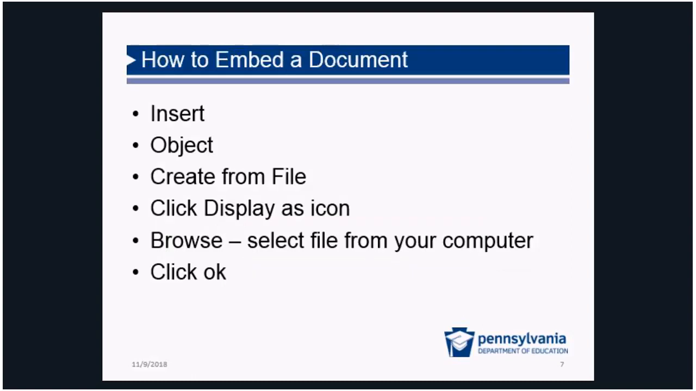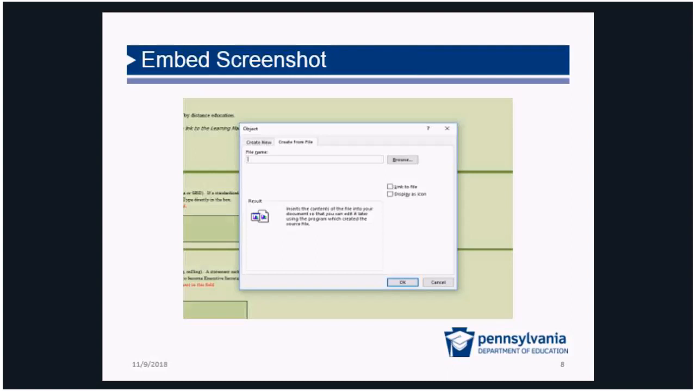To embed a document, go to Insert, choose to insert an object, choose to create from File, click in the box to display as an icon, browse to choose your file from your own computer, and then click OK. This is a screen that shows the interface to embed a document. You can click Browse to select the file from your own computer, and always be sure to embed as an icon.